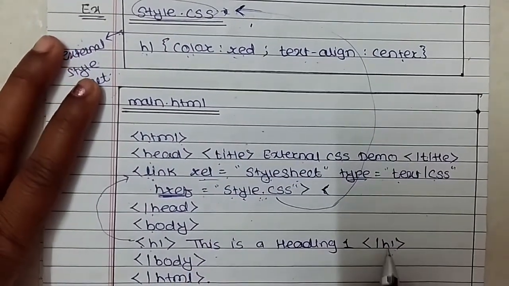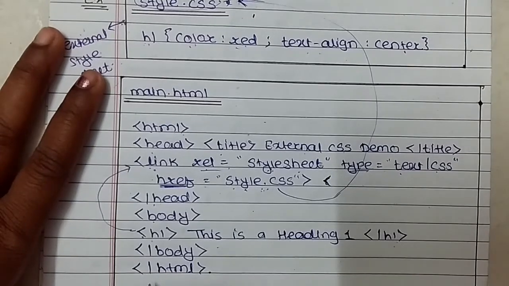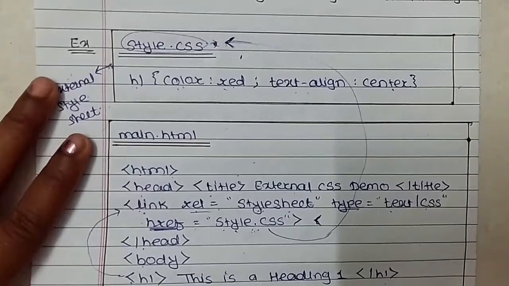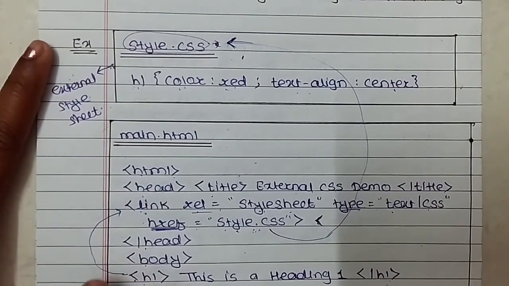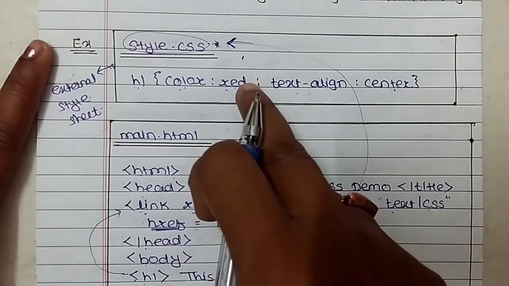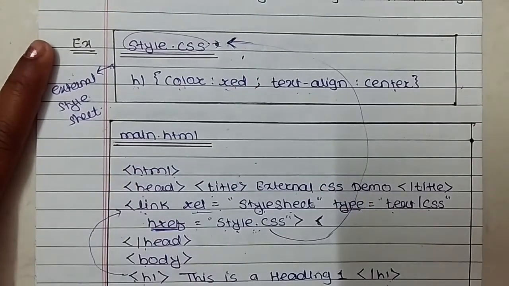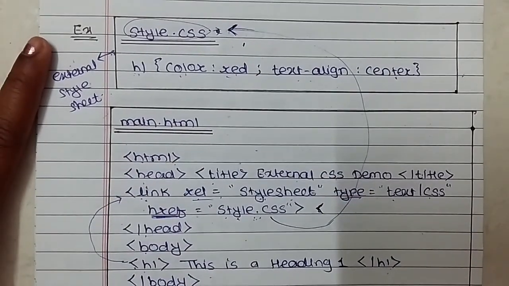Then h1 close, body close, and html close here. Understand this one, how to execute the program of an external style sheet. So this program will be executed practically, and we will discuss it then. Clear?